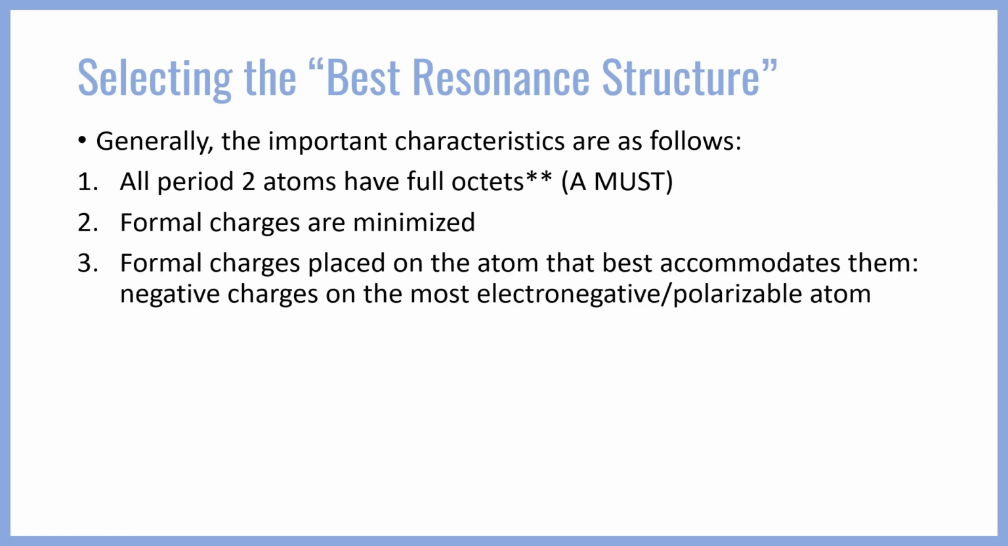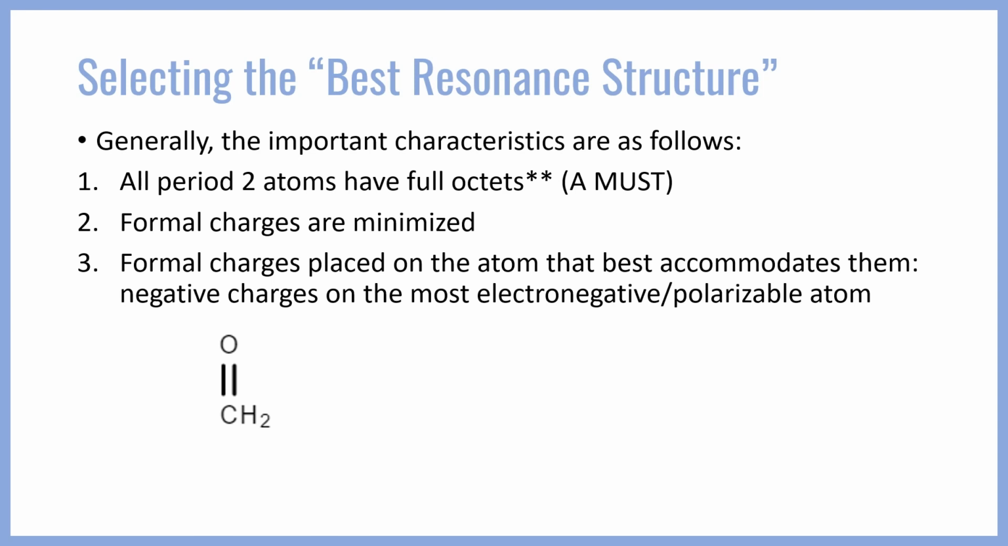Finally, if we have to have formal charges, we want them on the atom that best accommodates the formal charges. Usually that's going to mean placing the negative charge on the most electronegative atom or the most polarizable atom, such that the negative charge is the most stable it can be. It also goes the opposite way, placing the positive charge on the most electropositive element, or the most polarizable atom, such that the positive charge is stabilized. So let's go ahead and look at some examples.